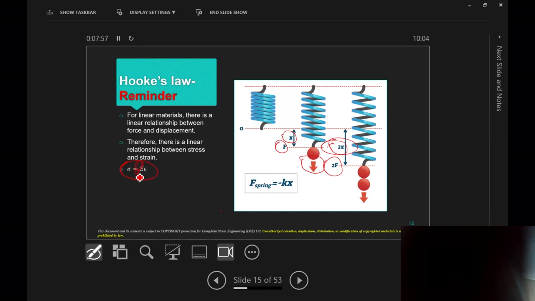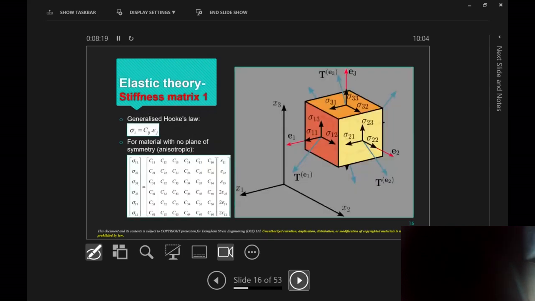It's analogous to, so that E is analogous to K. Epsilon or strain is analogous to displacement. Stress is correlated to force. That's essentially what you get. And that's what you've been told. But what you haven't been told in your degree, and now you're becoming masters, is that material in general behaves like this, as you see on the screen.